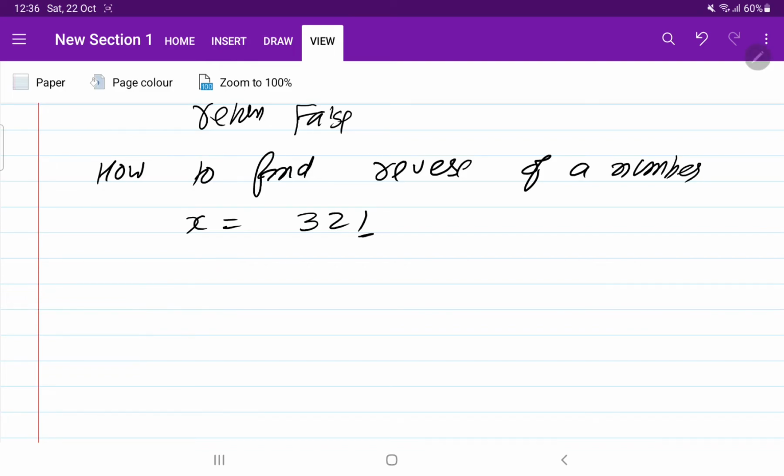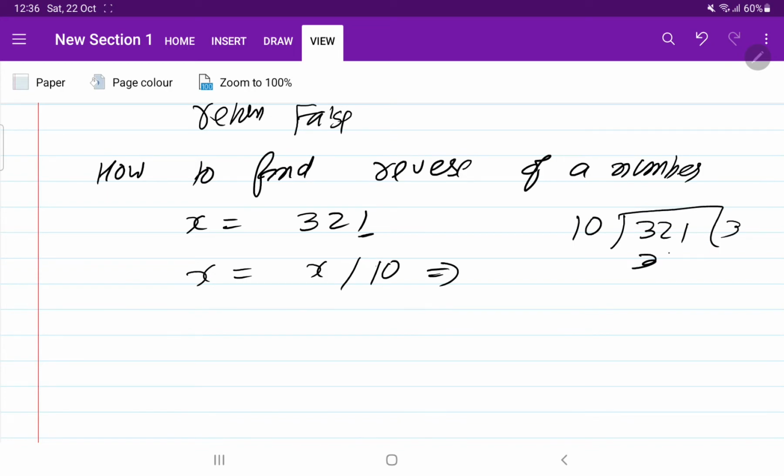Just in the previous example we have seen, if we divide the number by 10, we are going to get 32. But instead of dividing by 10, let me show you the division. 321, if we divide by 10, 3 times we get 30 and 21, then 2 times we get 20, so I hope you know the division. We want the last digit. So what is the last digit? The last digit is the remainder.